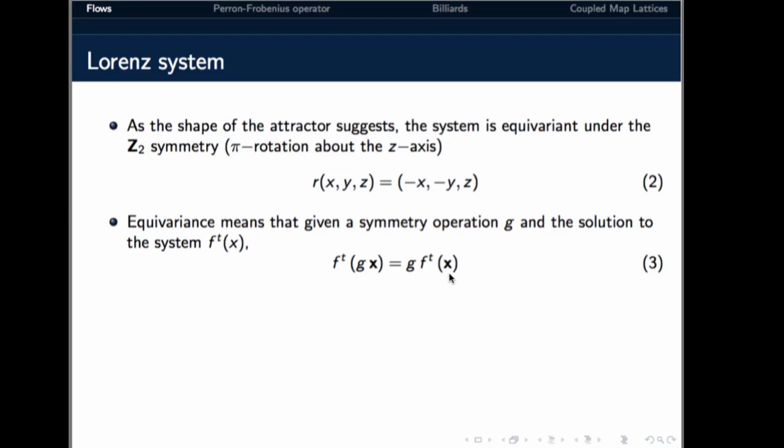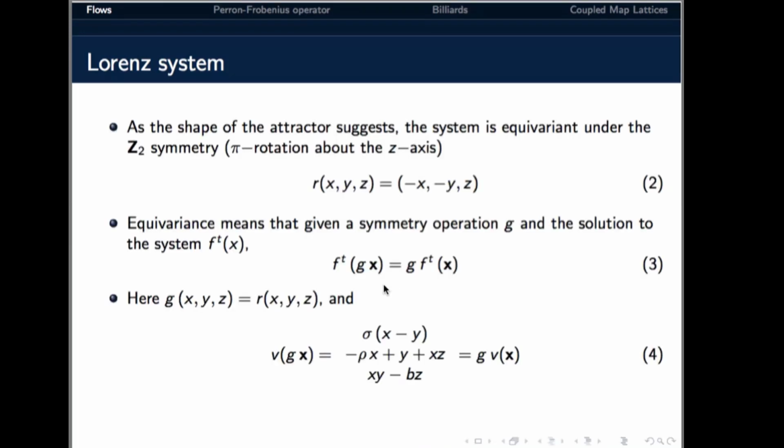And in this case, the symmetry G is the rotation about the z-axis. We can actually see that in the case of Lorenz, the system is indeed equivariant, because v is the velocity field, which is the right-hand side of the differential equations of the dynamical system. If we apply G of x, which in this case is equation 2, the rotation, then we just invert the signs of the x and y variables.